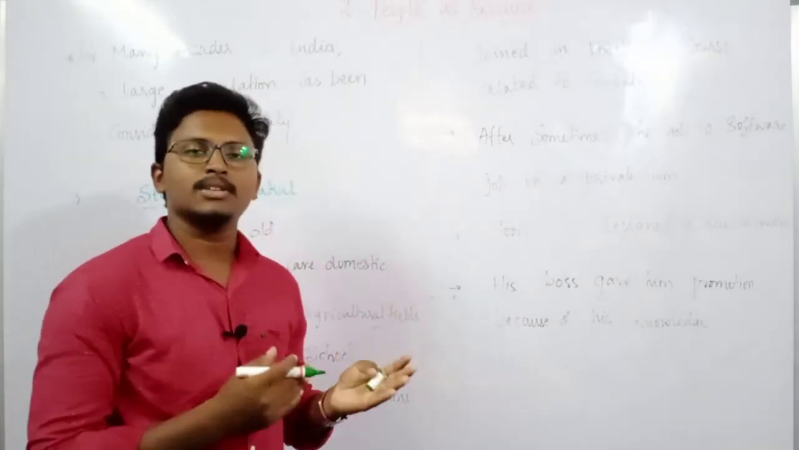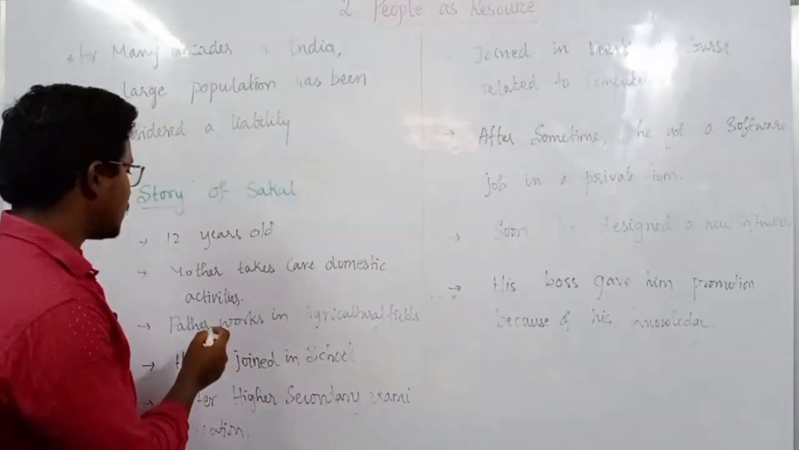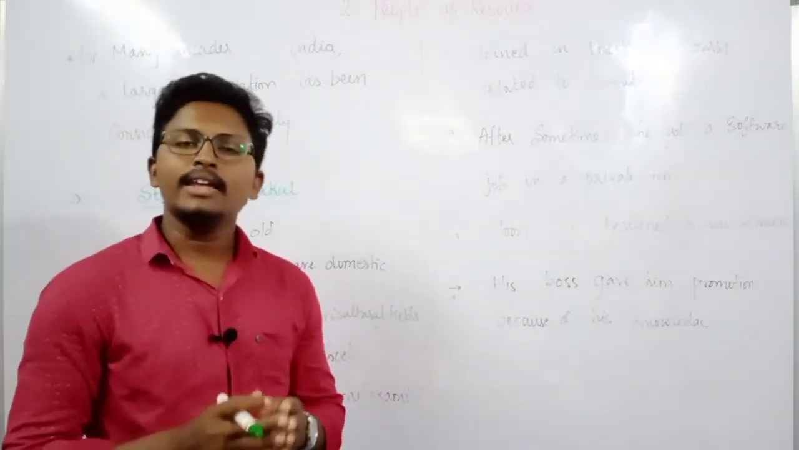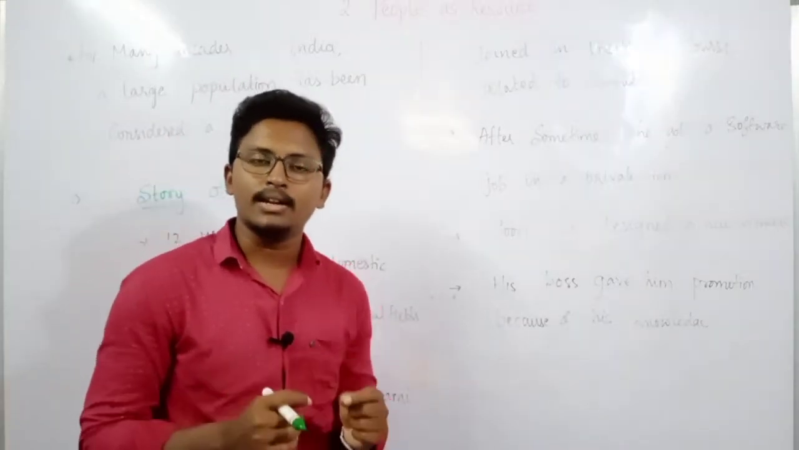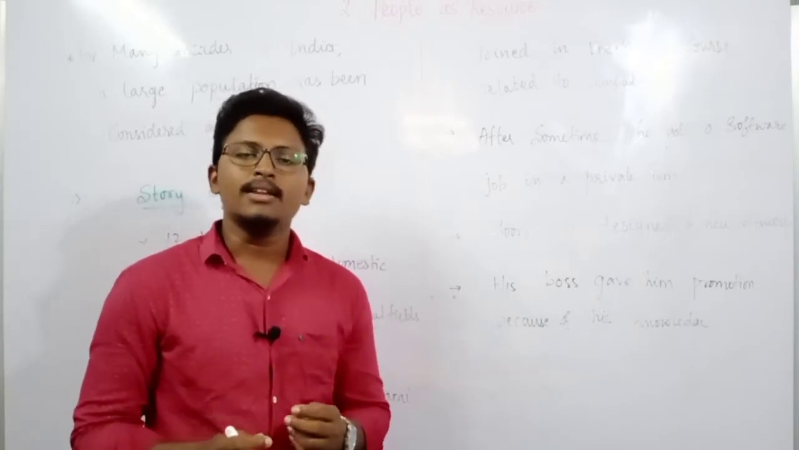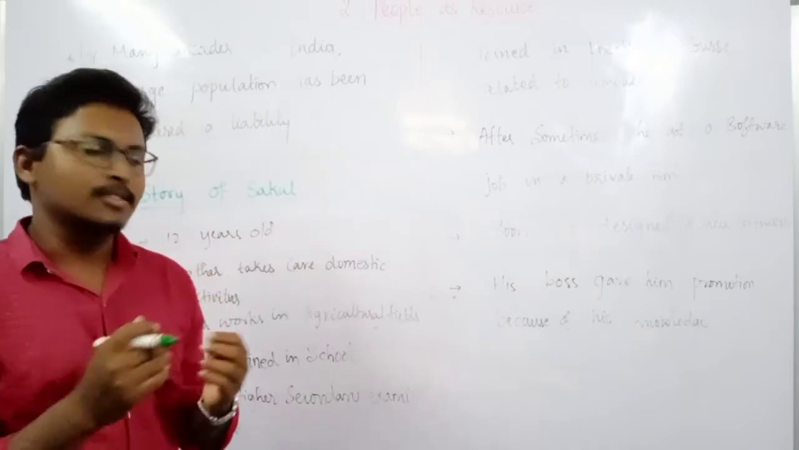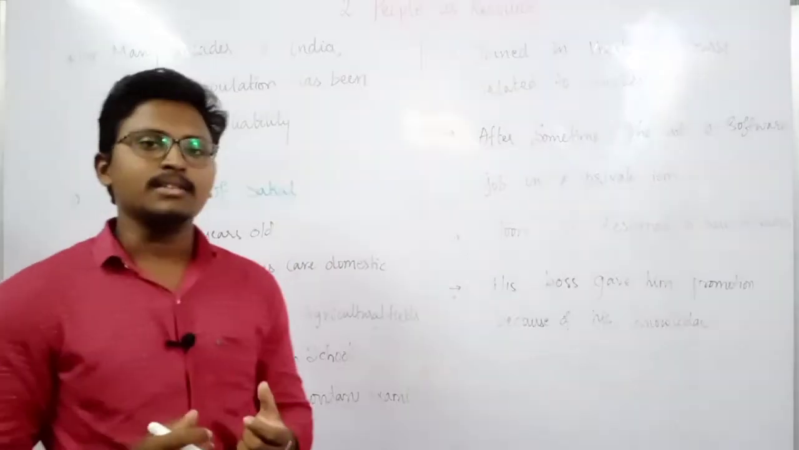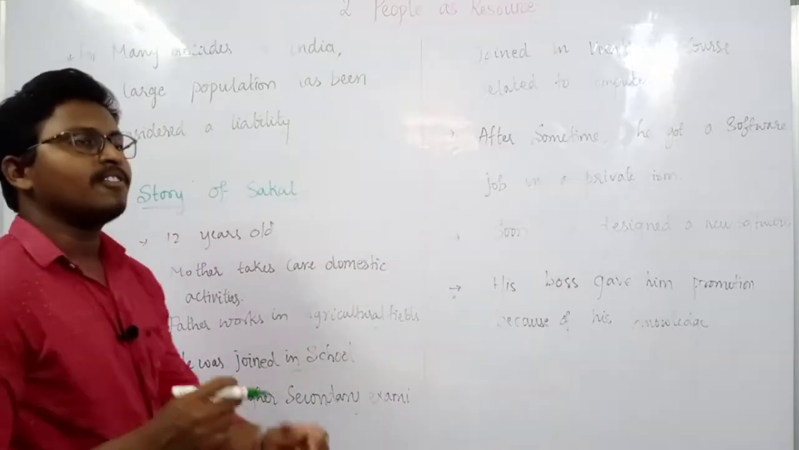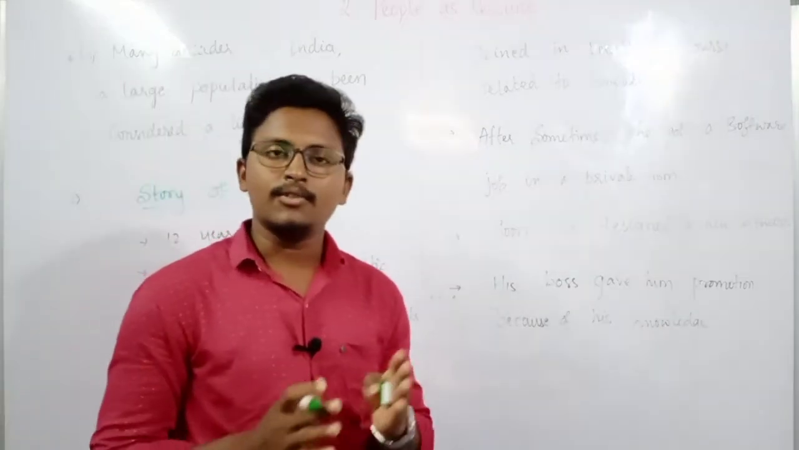She works as a domestic worker. At the same time, his father, whose name is Bhutta Chaudhary, works in an agriculture field, and he has an uncle who has completed his matriculation, and he was sitting idle at home. Then, seeing this, his uncle and his parents got Sakal joined in the school.